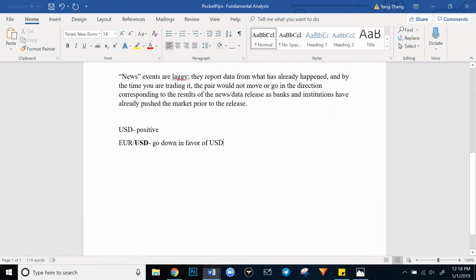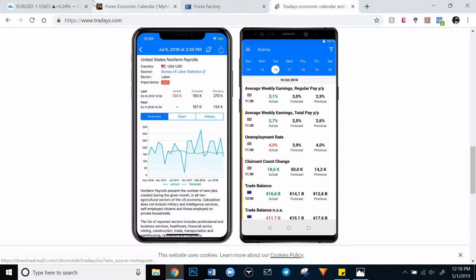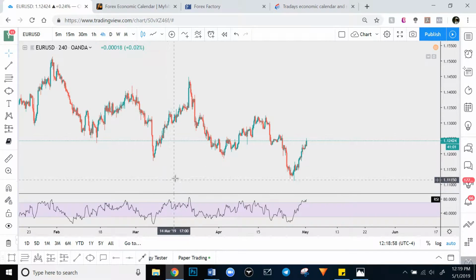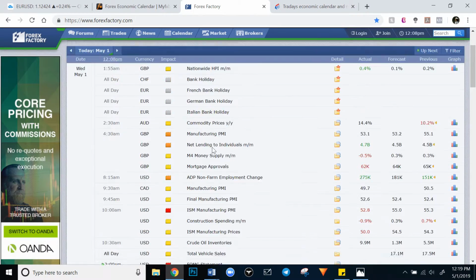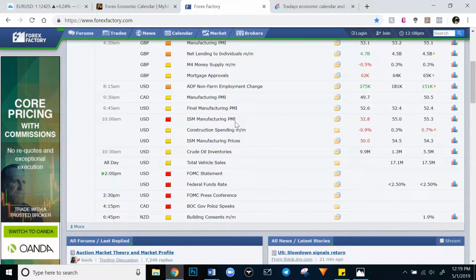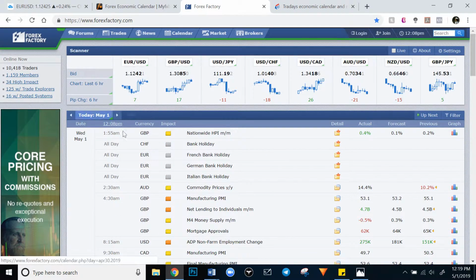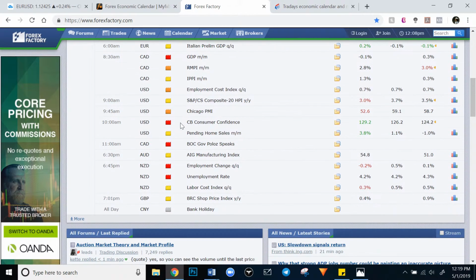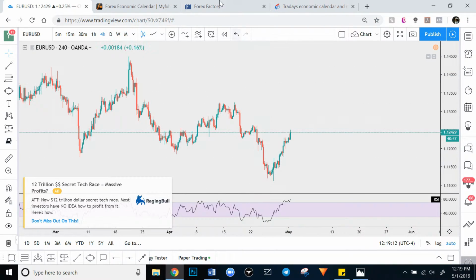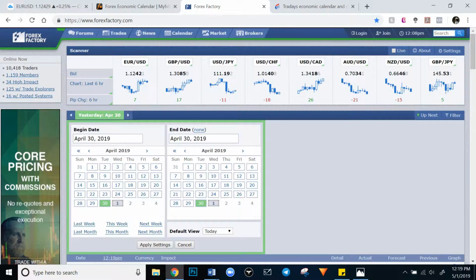Okay, let's actually see an example of the USD positive and the USD went the opposite way. So this was the expected. Okay. Then in reality, it actually went down. I mean, it went up. Okay. So let's go over to Forex Factory and let's see bad news event for this date, April 25th. So April 25th, apply settings.